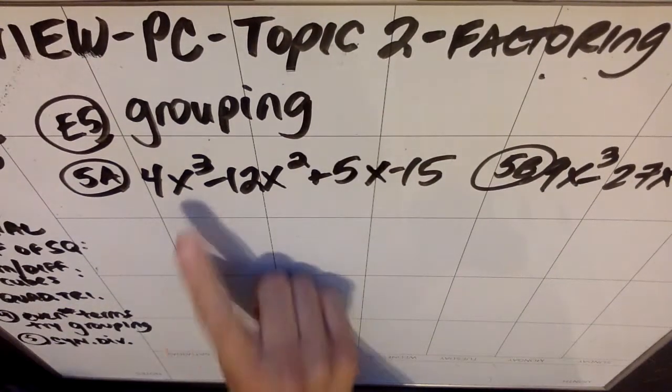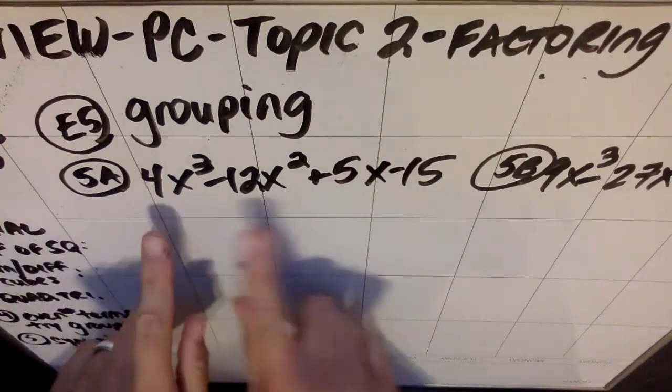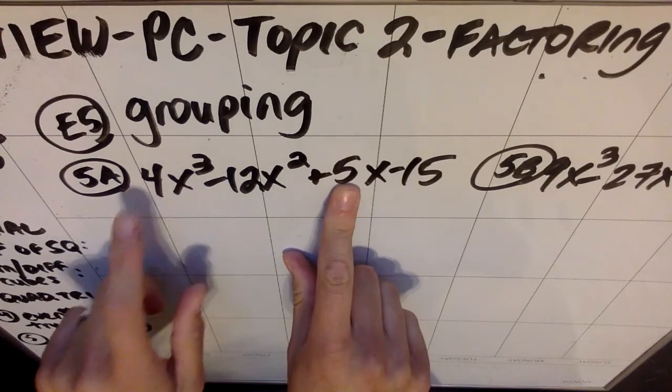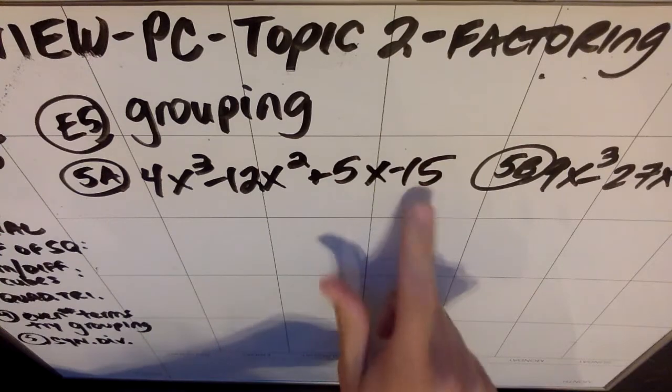So you see that I have an even number of terms, 1, 2, 3, 4, and that I don't have any GCF because the easiest way to spot there's no GCF is look at these two coefficients. You've got a 4 and a 5. They have no numbers in common, and not all of these terms have an x because of the 15, so that's it.